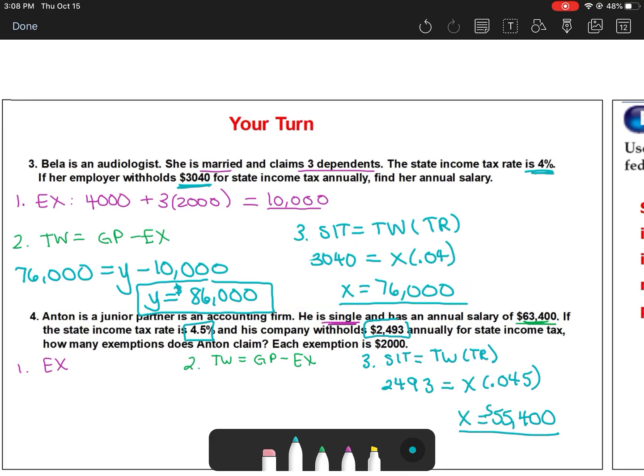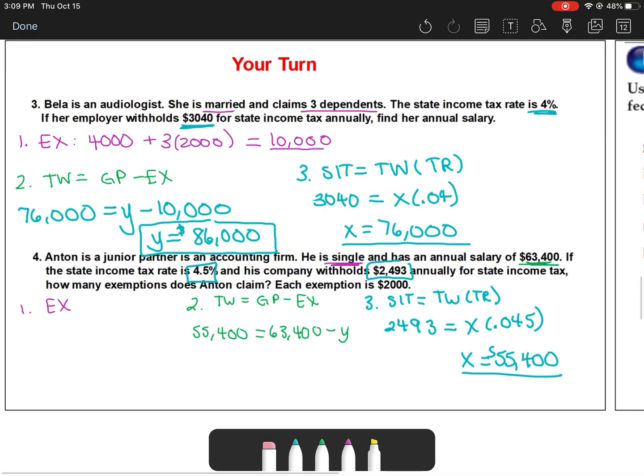So now that I have that, I can go back to number 2. So my taxable wage was $55,400 equals my gross pay. Well, my gross pay was $63,400 minus my exemptions. We don't know those, so let's put a different variable. I'm just going to say y. So to solve for y, first thing I'm going to do is subtract. So $55,400 minus $63,400. That gives me negative 8,000 equals negative y. So to solve for y, I'm going to divide by -1. So y is equal to 8,000.